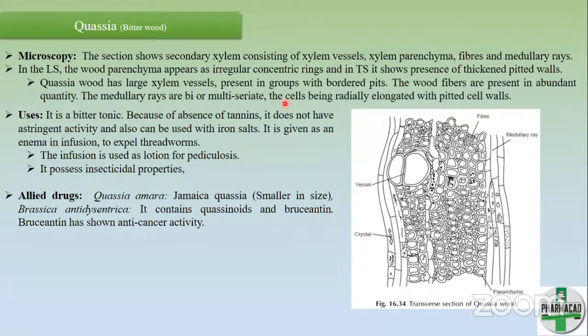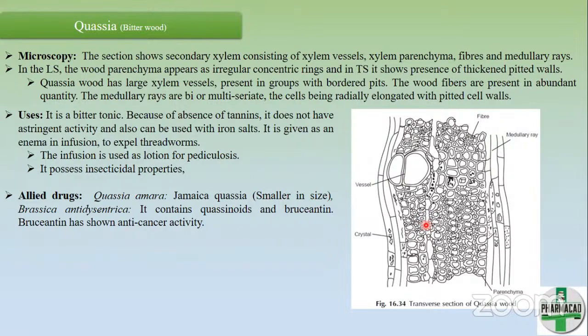Quassia wood will have large xylem vessels present in groups with bordered pits. Then the wood fibers are present in abundant quantity. Medullary rays are bi or multiseriate, cells being radially elongated with pitted cell walls. Uses: it is used as a bitter tonic. Because of absence of tannins, it will not have astringent activity, and also it can be used with iron salts. It is given as an enema in infusion to expel thread worms.